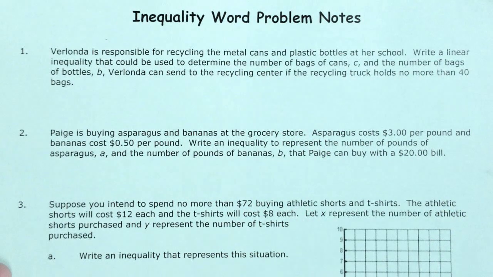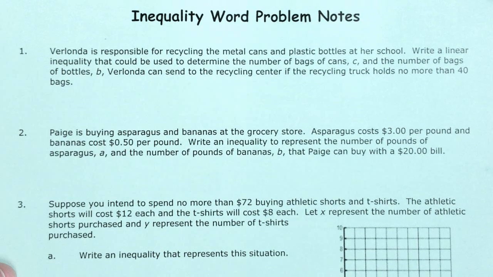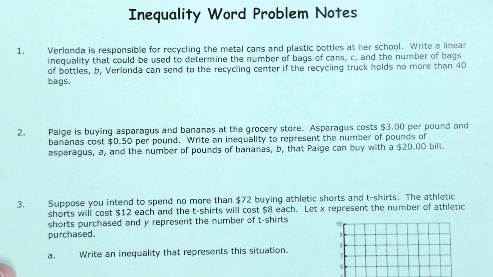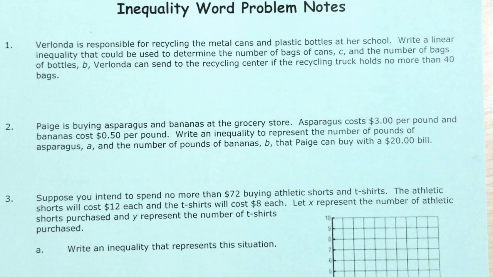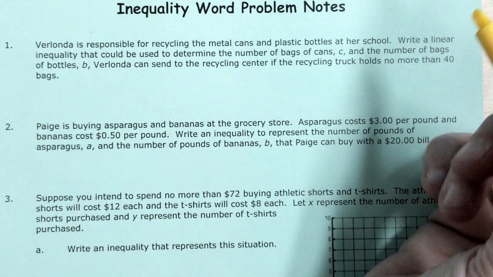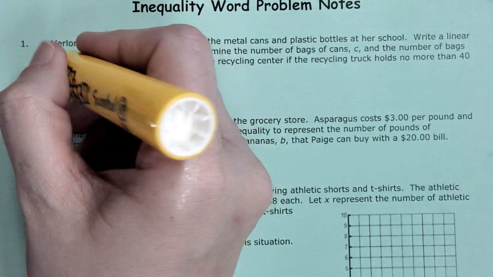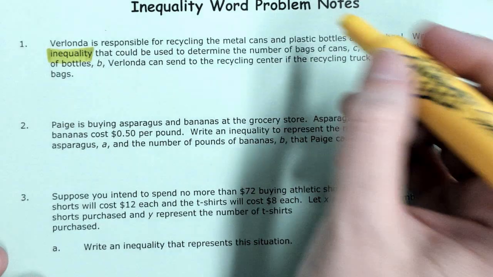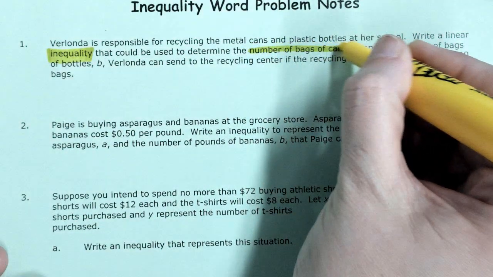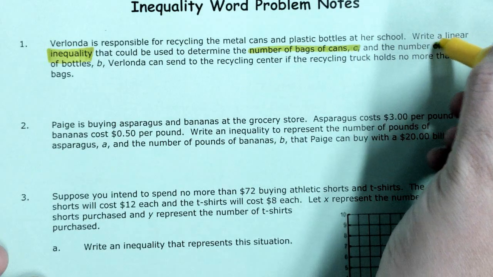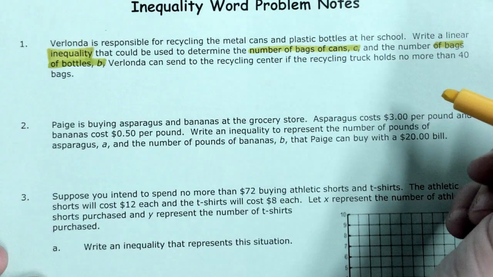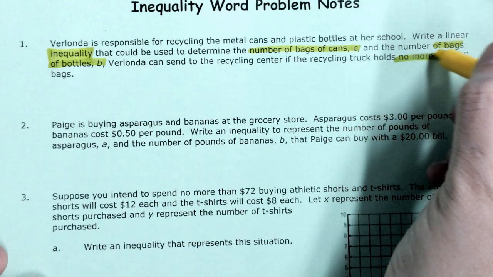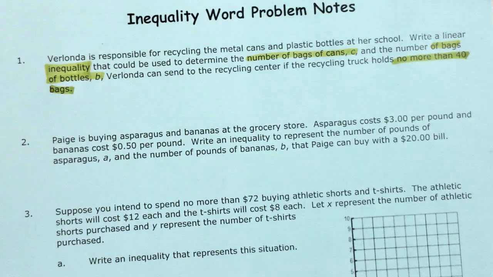So when we look at this, let's think about our ruler strategy. We always start by reading the question, and as we read, we underline. Okay. So Rolanda is responsible for recycling metal cans and plastic bottles. Write a linear inequality. That's important because that tells me I'm not using an equal sign. I'm using an inequality sign that could be used to determine the number of bags of cans, C, and the number of bags of bottles, B, Rolanda can send to the recycling center if the recycling truck holds no more than 40 bags. Okay, so this one is going to be a little bit different.